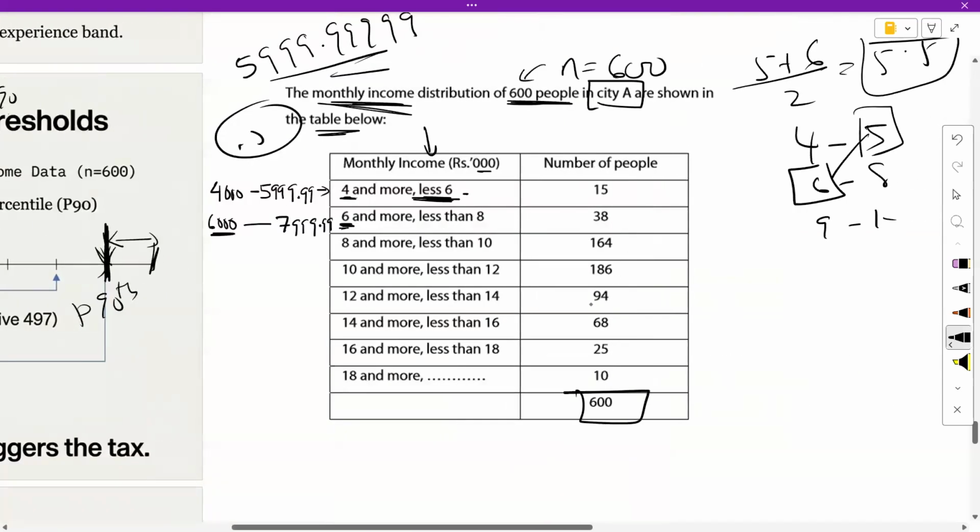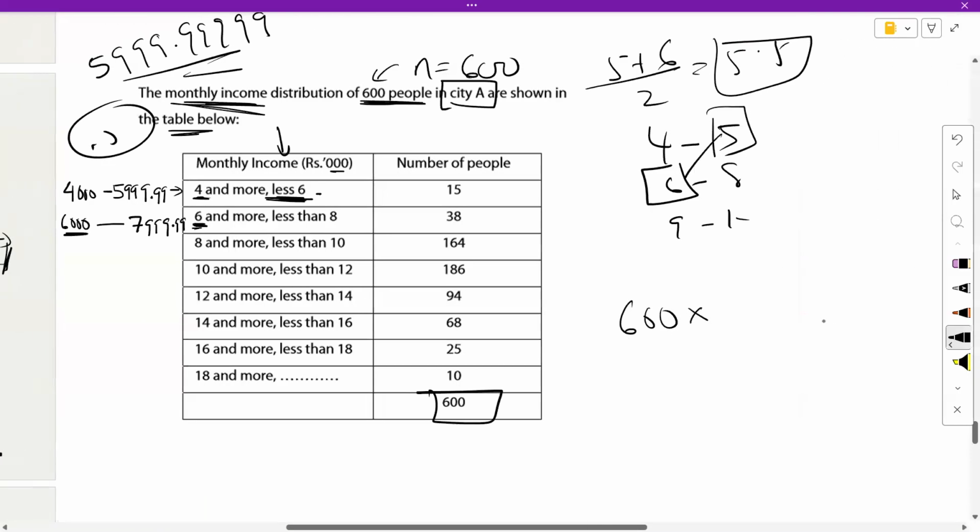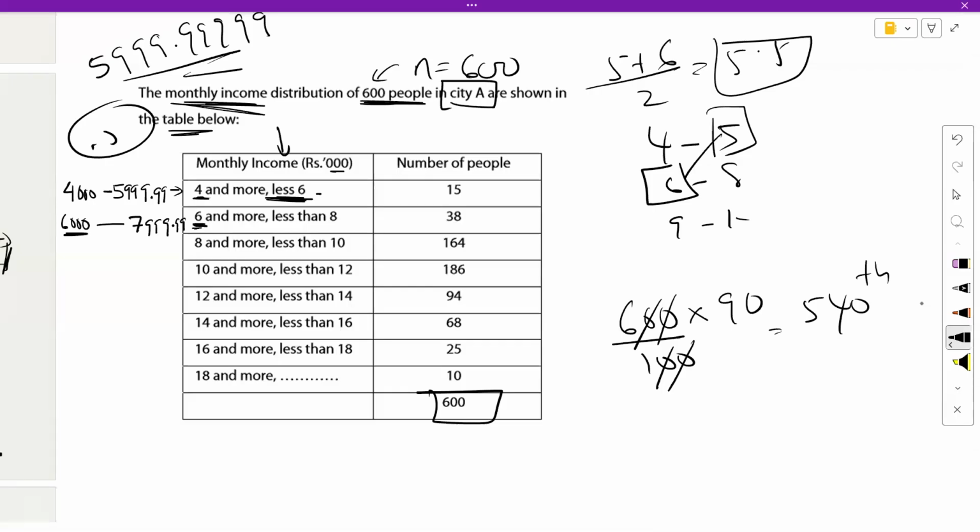Here this is the data set. There are 600 employees, 600 citizens, and we have to find the 9th decile or 90th percentile. Here it's given in percentile, so we take the percentile, divide by 100, and 90th. So we can cut these two zeros, and we get 540. So we have to find the 540th person. Can you tell me by looking at this? By looking at this table, we can't see.